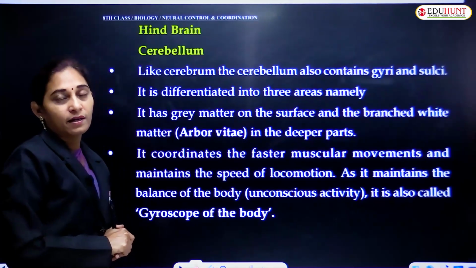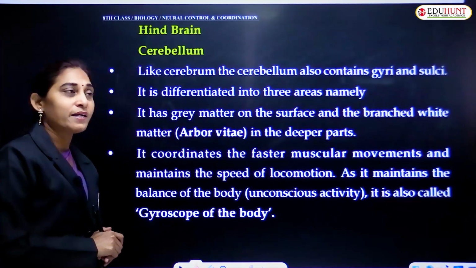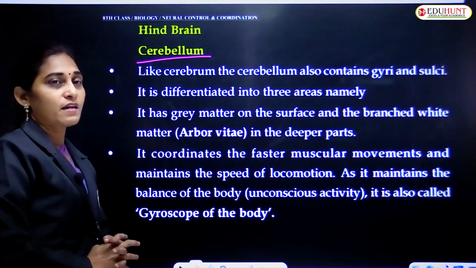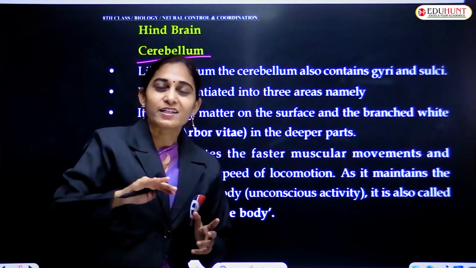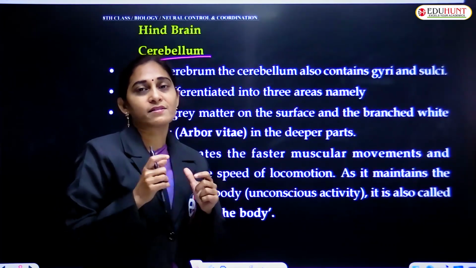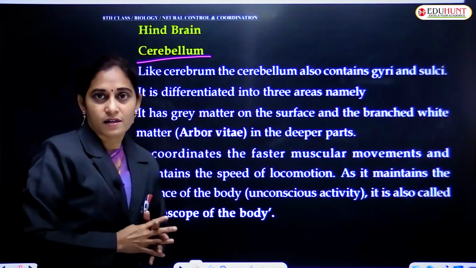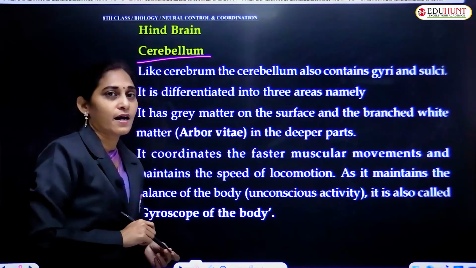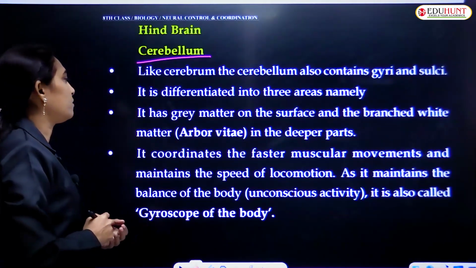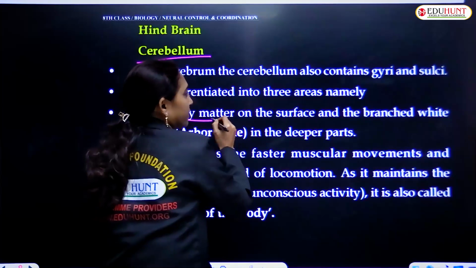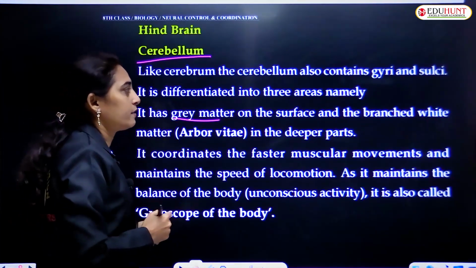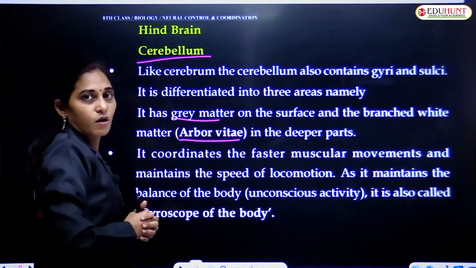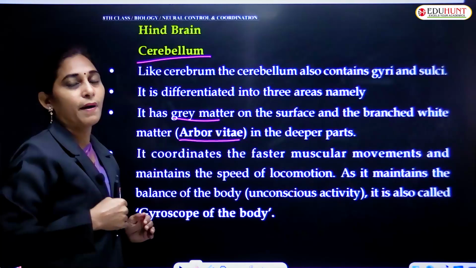Next part of the brain is the hindbrain, called the cerebellum. Like the cerebrum, the cerebellum also consists of ridges and furrows called gyri and sulci; singular is sulcus. The cerebellum is differentiated into 3 areas: gray matter on the surface and branched white matter, called arbor vitae, in the deeper parts.